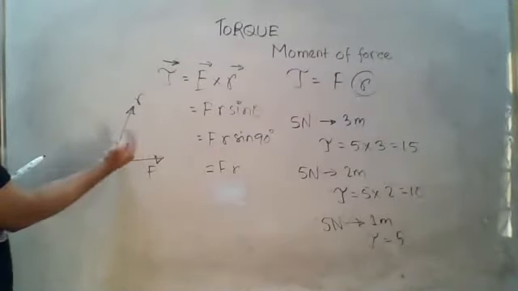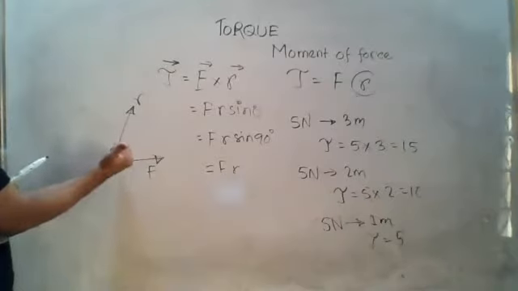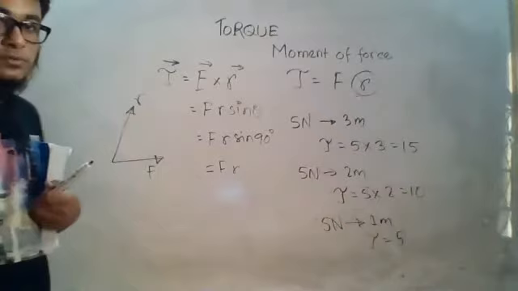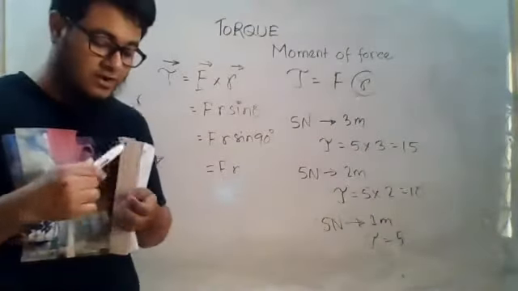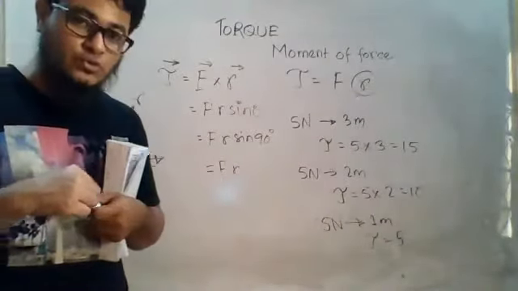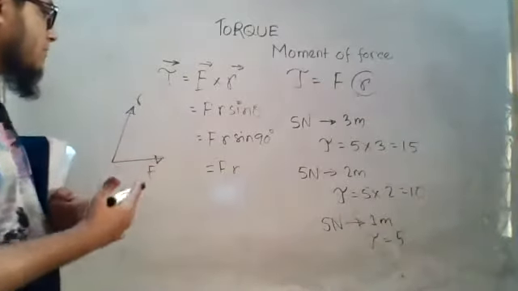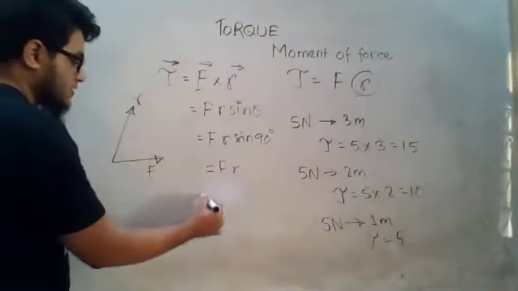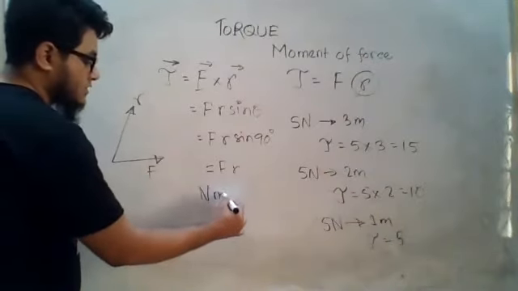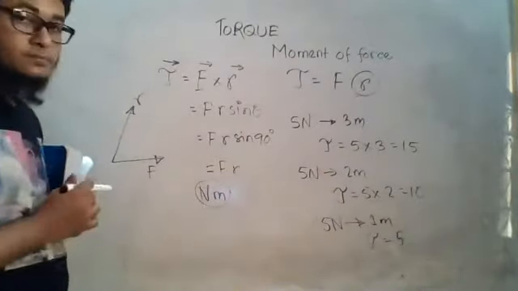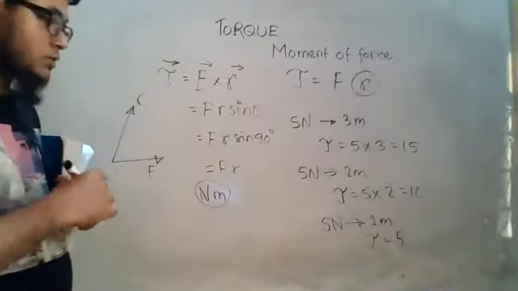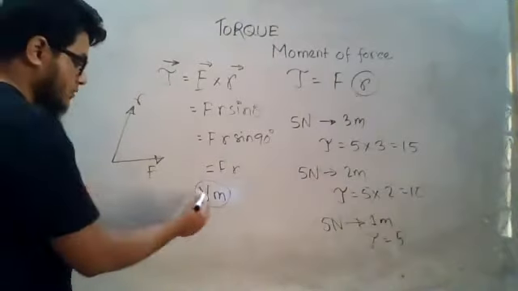So if you can rotate it, then the thumb will show you the direction of the resultant, that is the torque. That direction we can find out according to the right-hand screw rule. And if I am talking about the unit, that is very simple, because F is in Newton and R is in meter. So Newton meter. Now also the dimension we can talk about.